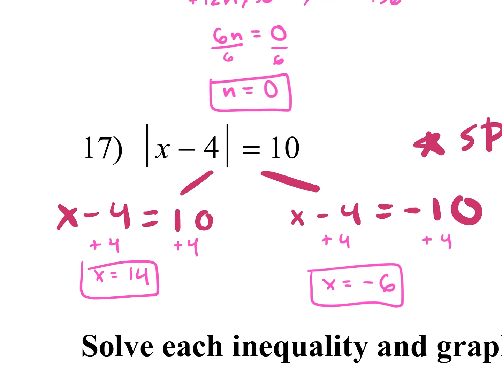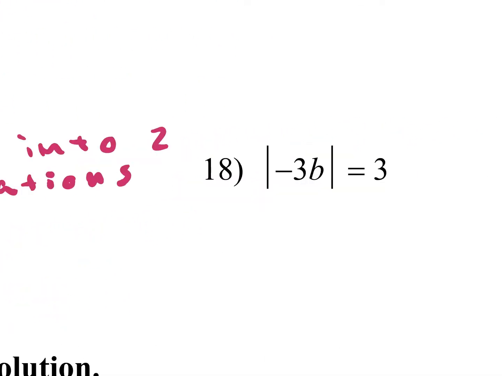All right, let's do 18 also. So whenever you have an absolute value, you want to split it up into two equations. So I have negative 3b is equal to 3, and negative 3b is equal to negative 3. So we split it up into two.